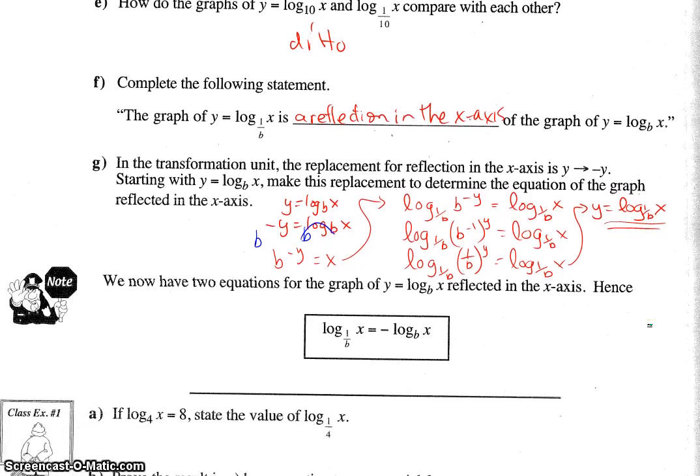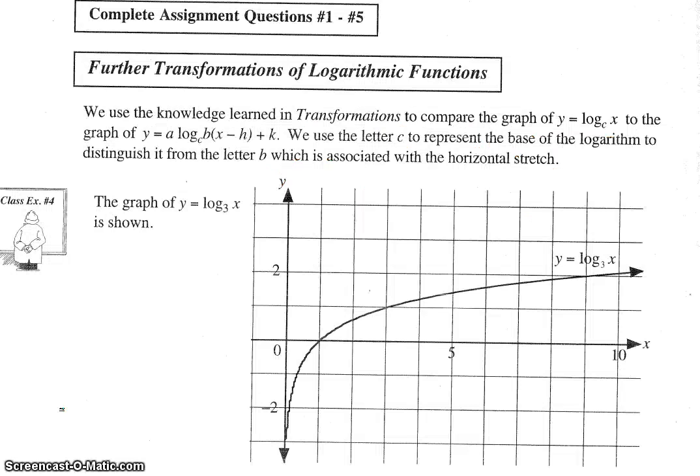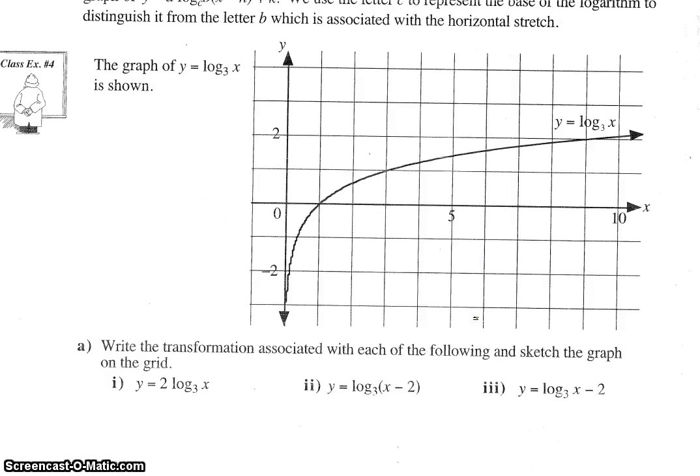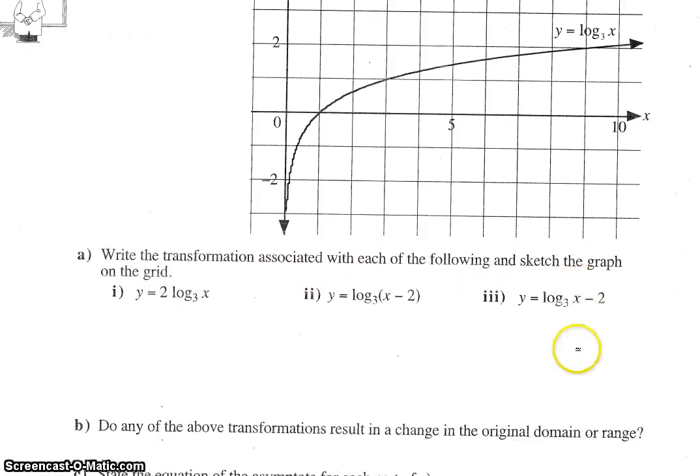All right, so we've done the math already to prove this result, so we're going to move on, not to part 2, we're going to actually skip to the part after that. So we're on this page now. Part 2 won't be on your test or your diploma, so we're going to focus on further transformations of log functions. Using all our transformations, we're going to look at what it does to the graph of the log function. We have the graph of log base 3 of x shown here. Write the transformation associated with each of the following and sketch the graph on the grid. So we're going to do this.